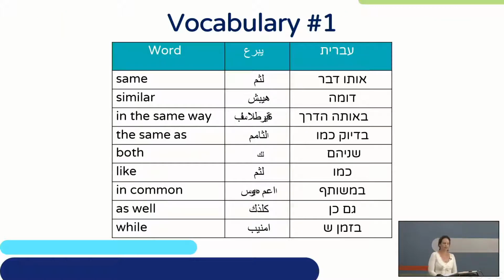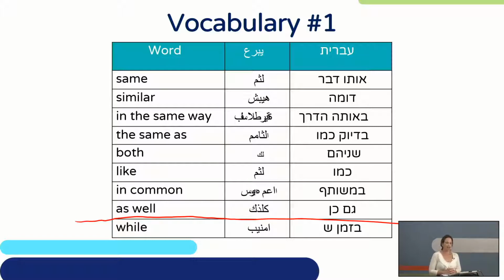Let's learn some very important vocabulary. Now, the first words that I have written here, up until "while," all these words up until here, are all words that show me that I am comparing things, okay? Comparing, remember, saying why things are the same. So let's learn some of these words. The first word, same. Same is אותו דבר.